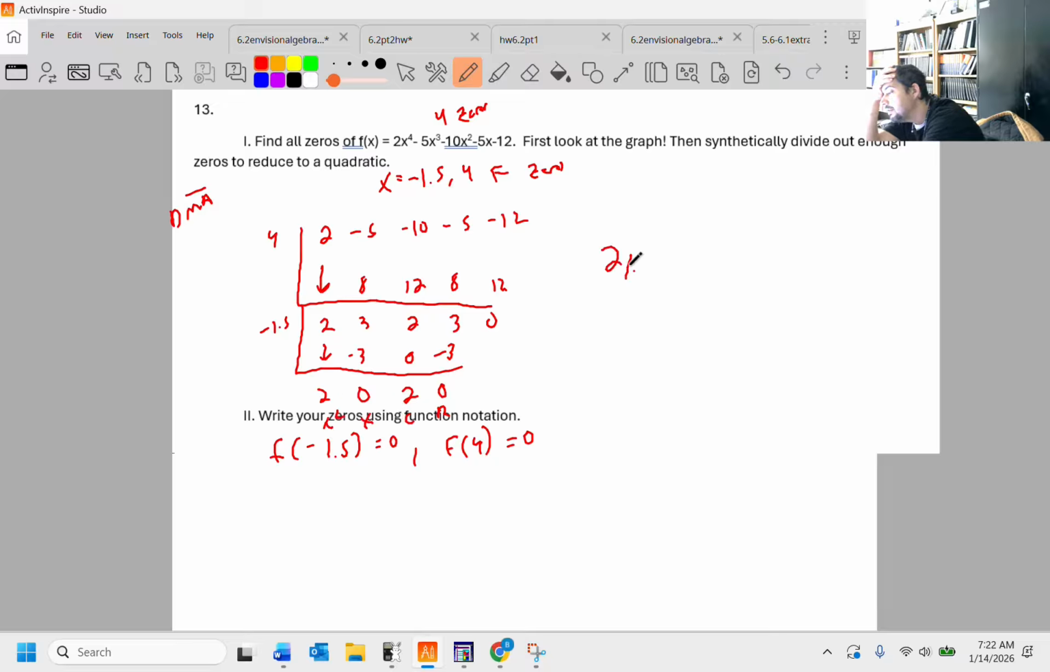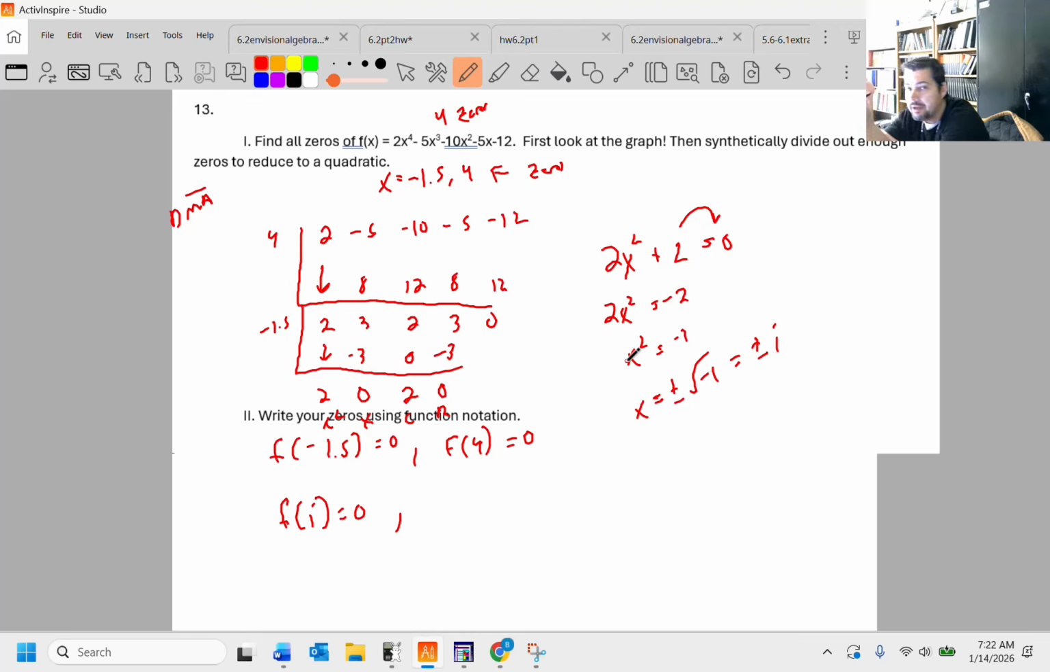So you have 2x squared plus 2 is a 0, because that's where the remaining 2 zeros lie, in that factor. So therefore, 2x squared is -2. Divide out the 2, x squared is -1. So x is plus or minus the root of -1, which is plus or minus i. So f of i is also a 0, and i, by the way, is an imaginary number. And f of -i is also a 0. And that's where I'm going to stop.